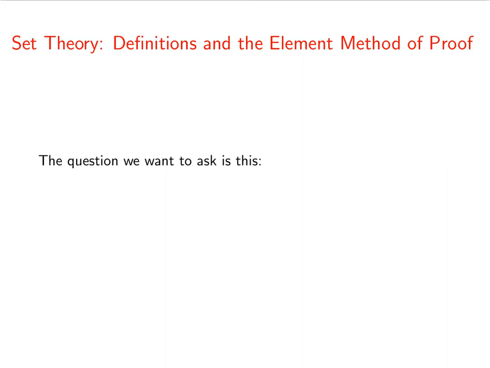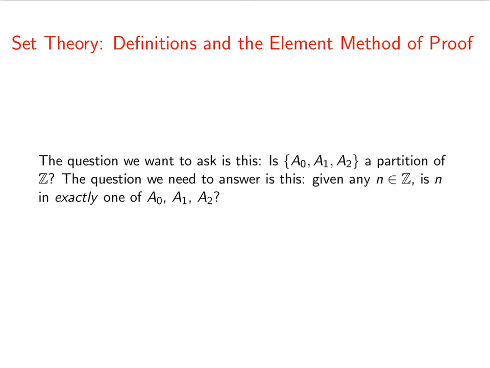So here's the question that we really want to ask. Is the collection A0, A1, A2, is that a partition of the integers? And the question that we need to answer is this. Given any n in the integers, is n in exactly one of A0, A1, and A2? So every n has to be represented in one of these sets, but one and only one. And the answer is yes.